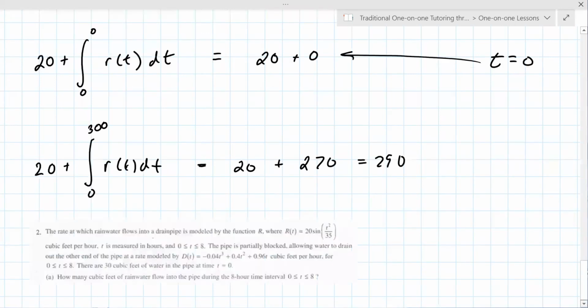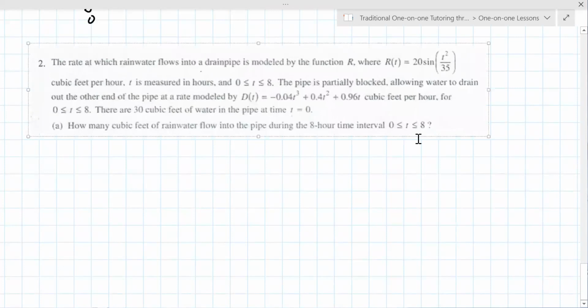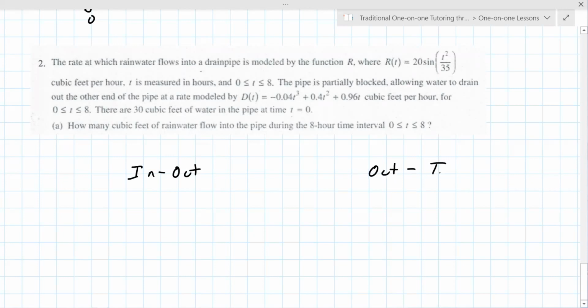So question 2 says, it's another rate problem. The rate at which rainwater flows into a drain pipe is modeled by this function. So again, they're giving you a rate and they don't show it's a derivative, but it is the derivative. The pipe is partially blocked, allowing water to drain out the other end at a rate. So there's kind of like an in minus out thing here. It could also be out minus in, depending on what they're asking for. But just keep in mind that this is in, this is out.